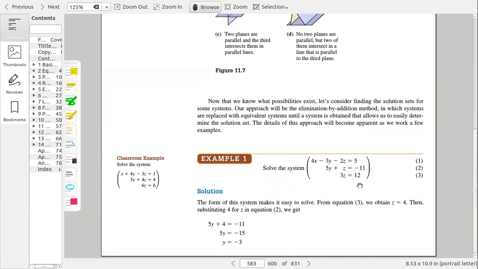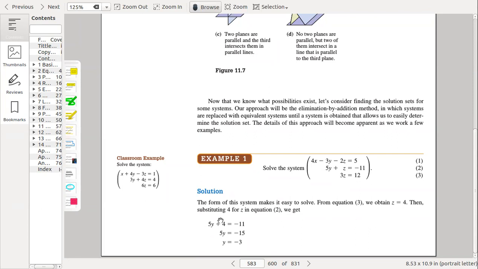So this system has three linear equations in three variables. The first equation is a linear equation in three variables. The second equation is a linear equation in two variables. And the third equation is a linear equation in one variable. Okay, the form of this system makes it easy to solve. From equation 3, we obtain z equals 4. So that is the first clue to solve the system of equations, because this third equation has only one variable. That is why it is easy to find the value of z, which is equal to 4.